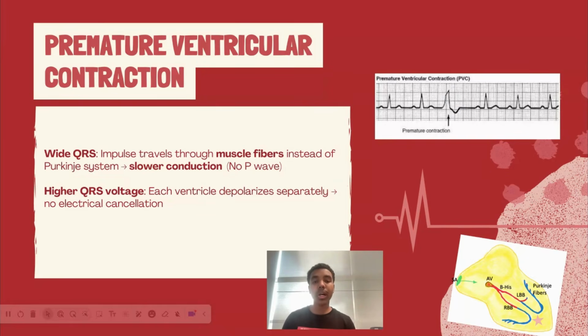Not only that, but you're going to have a wider QRS impulse because the muscle fibers are slower in conduction than the Purkinje system. I'm not saying they're weaker, they are stronger. However, they have slower conduction. And remember, the Purkinje system has the fastest conduction because it has the gap junctions. All right, now moving on.